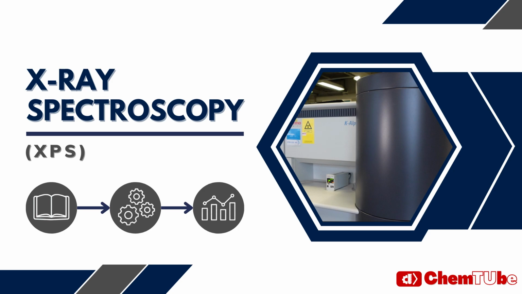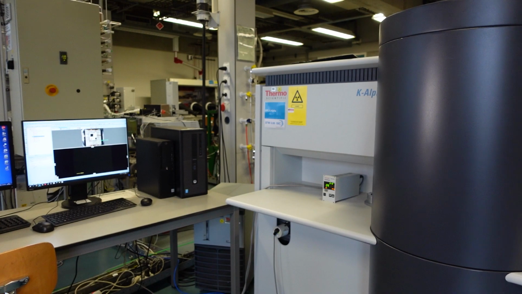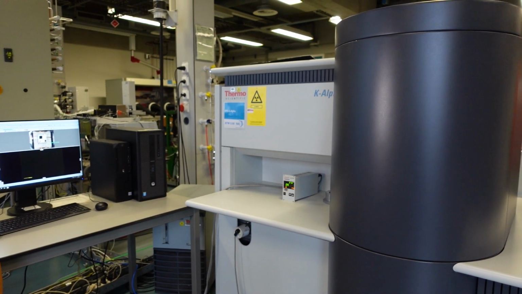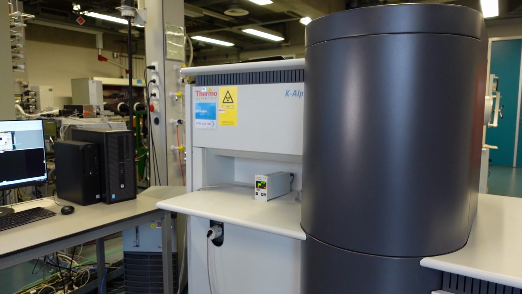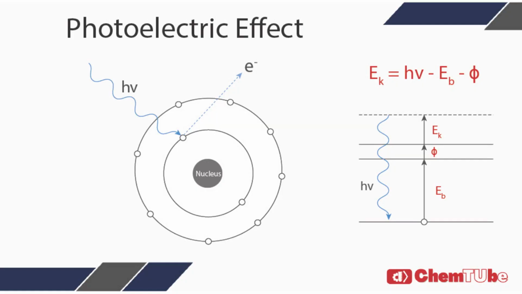Welcome to this introduction on X-ray photoelectron spectroscopy, or XPS for short. It is also sometimes referred to as electron spectroscopy for chemical analysis. XPS is a non-destructive surface analysis technique that is widely used in material science and engineering to study the chemical composition and electronic structure of solid surfaces.